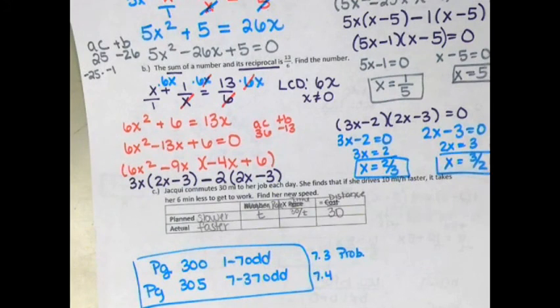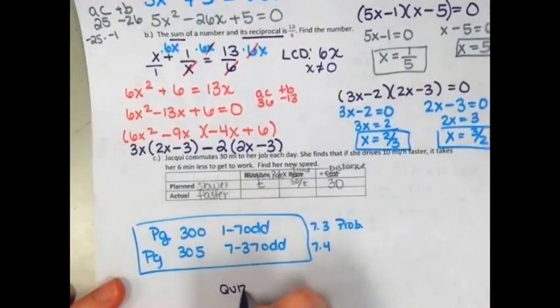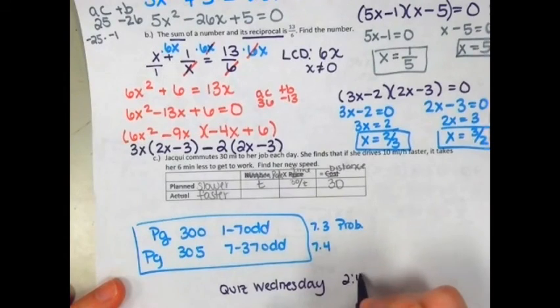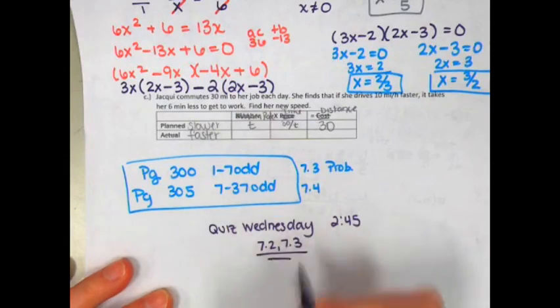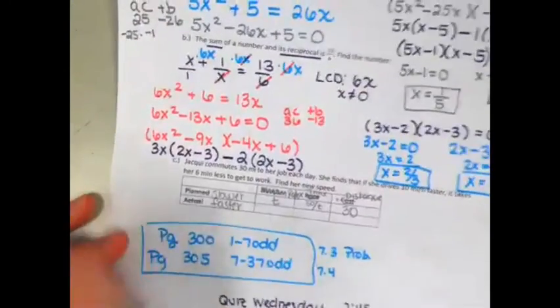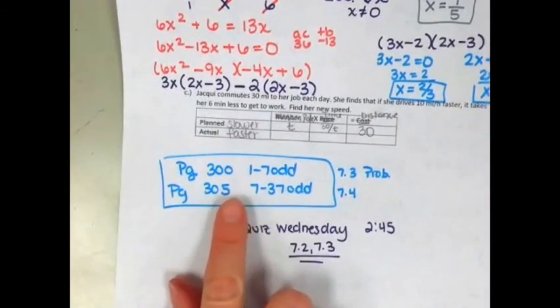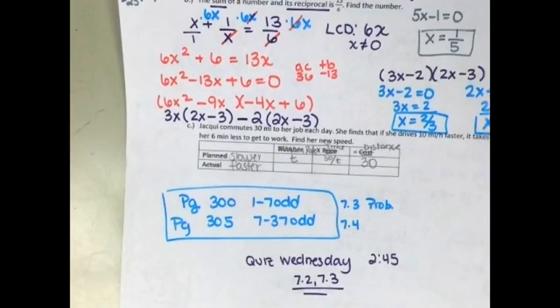Now, your quiz on Wednesday, right? It needs to be done by when? By 2:45. Your quiz is just 7.2 and 7.3. There is one extra credit problem over 305. Make sure you guys show all work, and you will either upload your work to the quiz or email it to me. If you do not email or upload it, I will give you a 0. We're almost done with third quarter. We should know that by now, right? We've done this enough.